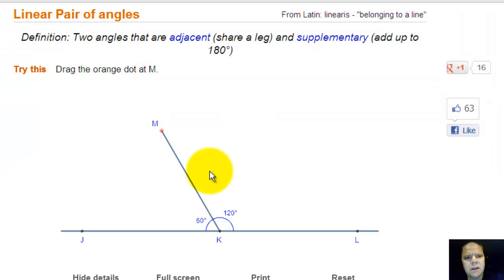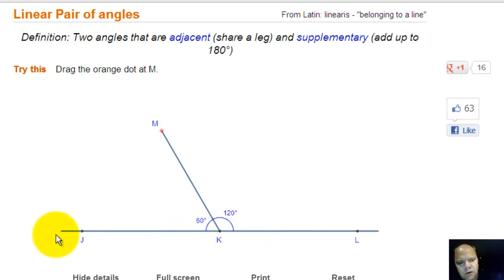Alright, let's start by looking at linear pairs of angles and define what they are. I have a picture down here of a linear pair, and our definition of a linear pair is just two angles that are adjacent to each other and are supplementary. Adjacent means that they share a side or a leg. In this picture, KM is the shared side of these two angles. Supplementary means that they add up to 180 degrees. So if I take this angle here and this angle here, together they're going to equal 180 degrees.